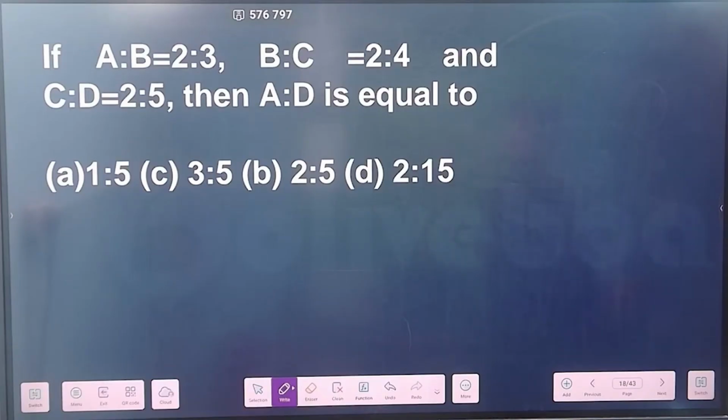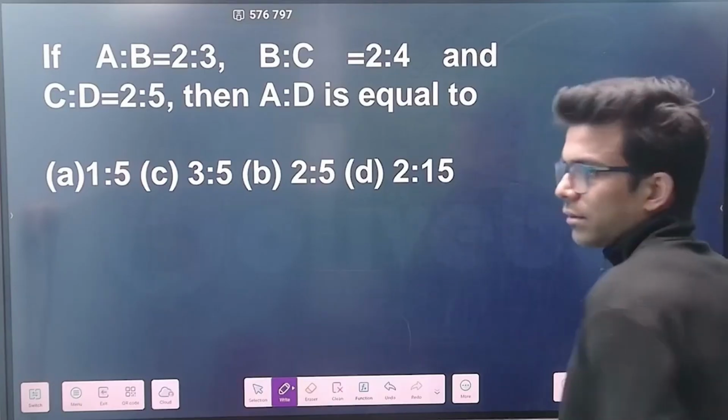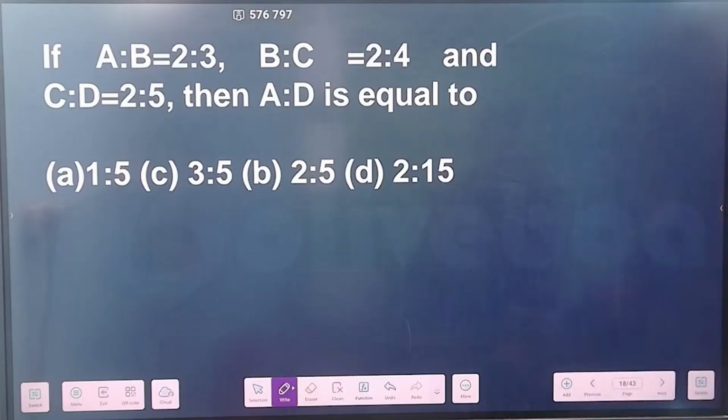I'll do it step by step, then I'll do it for you. Let me give you time. First, you guys should try, then I'll try. Firstly, I'll not try. I'll give you the time so that you can apply n number of logics. I don't have any issue.